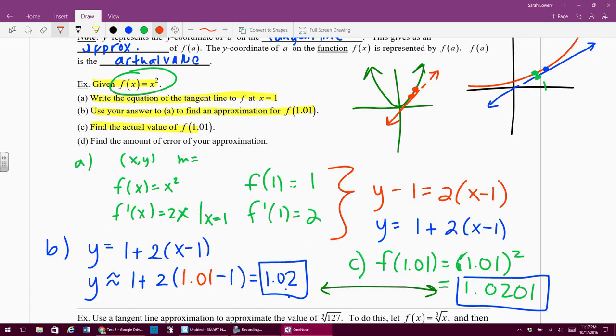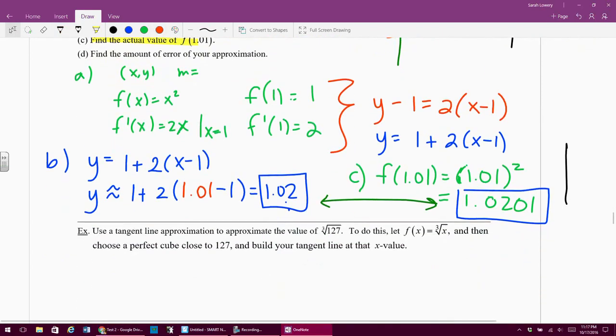Okay? So then there's this concept of error. How close are these two points? Well, we want to think about error as the distance between them. In other words, the absolute value of the distance between them.